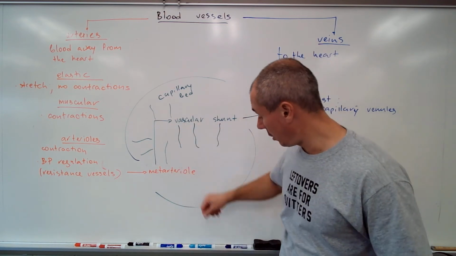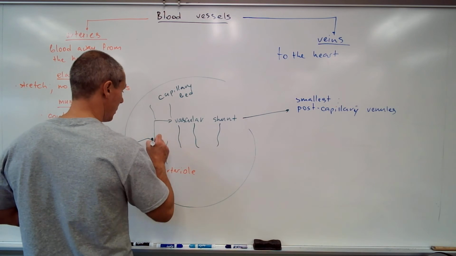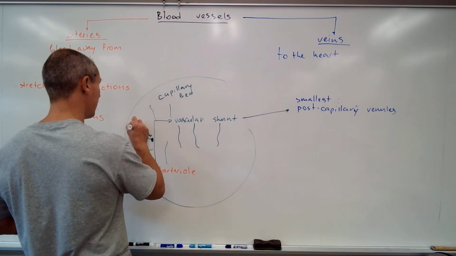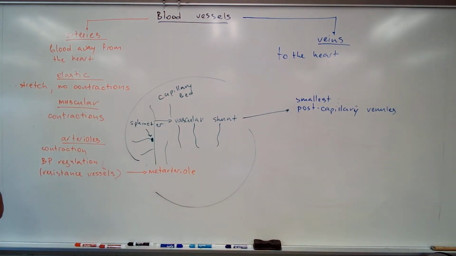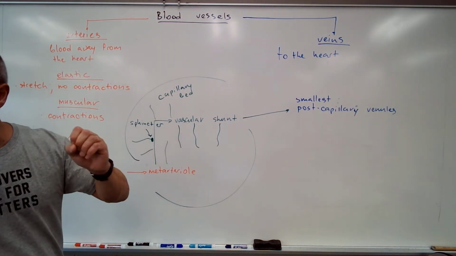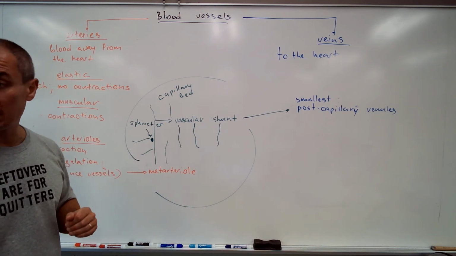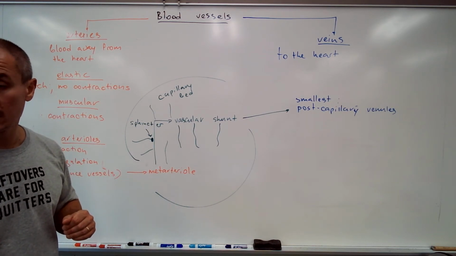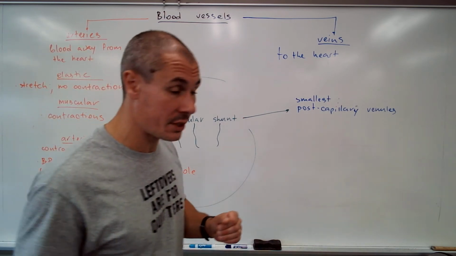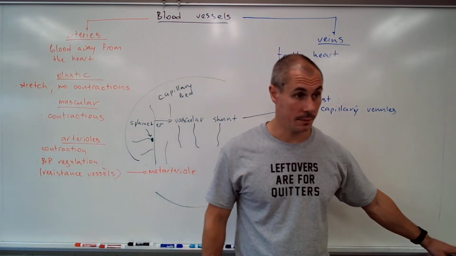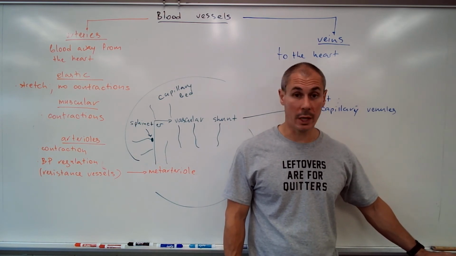So, at the beginning of each capillary, here, is the so-called capillary sphincter. When sphincters open, blood flows through the capillary. Does that make sense? Are you following me here? When sphincters are closed, it doesn't. Okay, we're good so far?